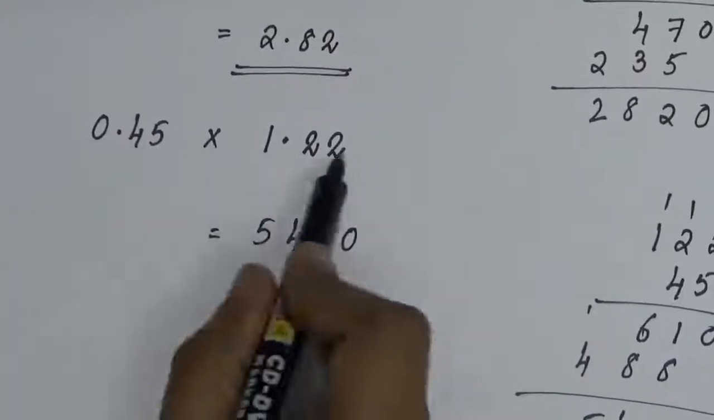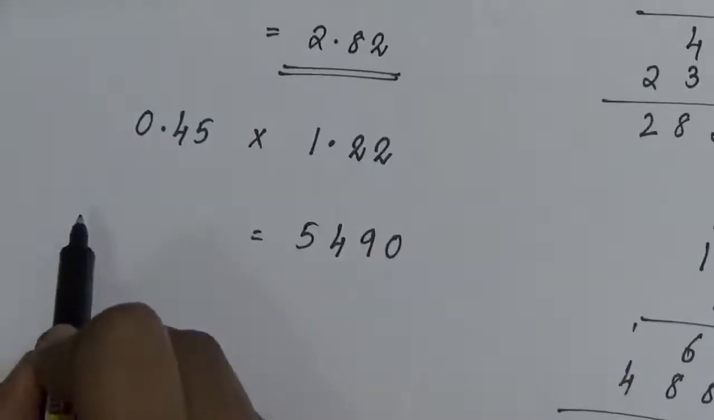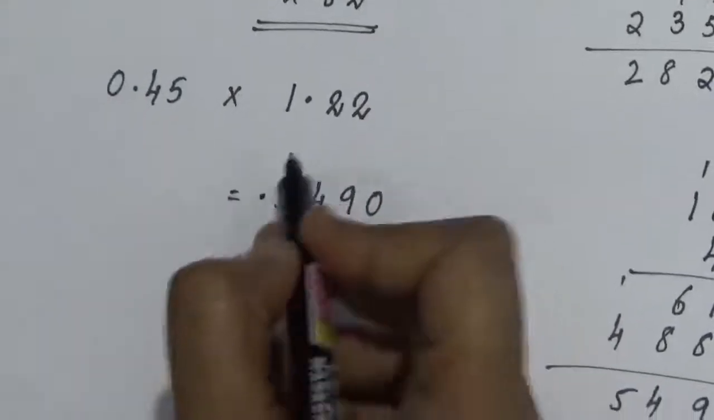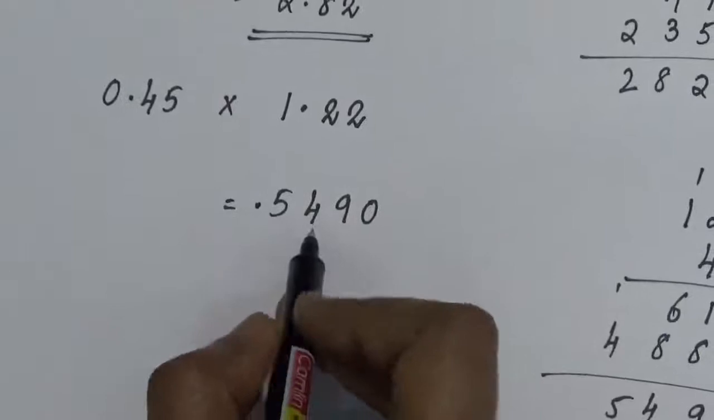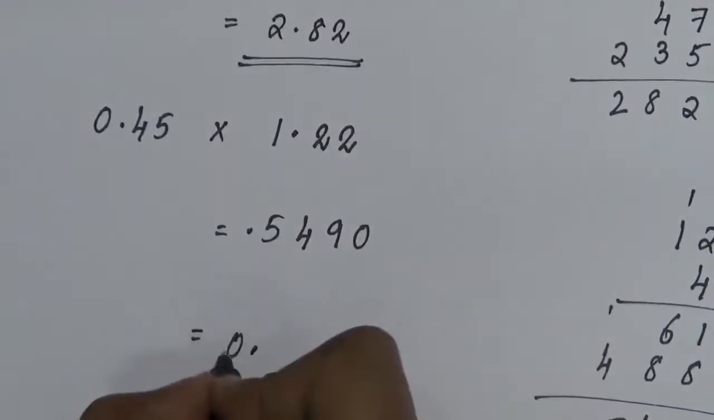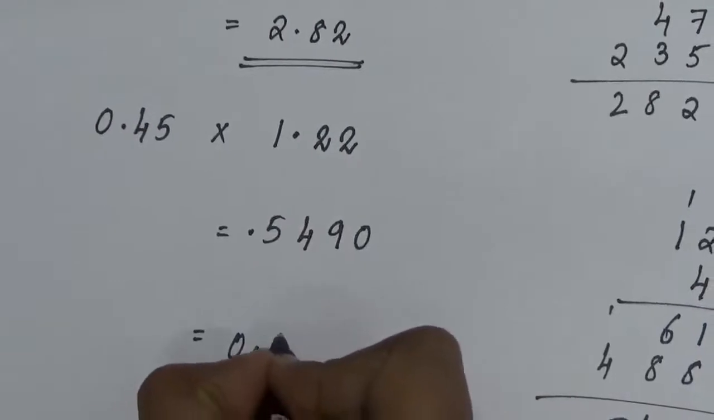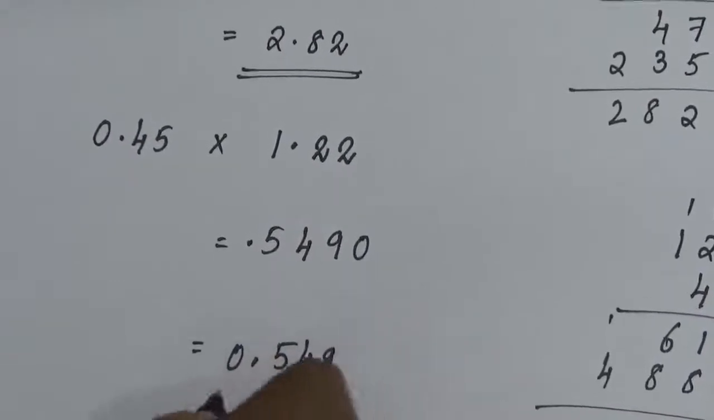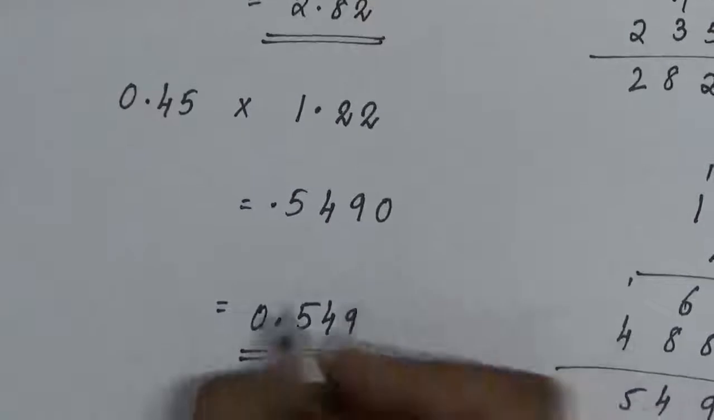Okay, so here we have 2 decimal places, here we have 2 decimal places, so together we have 4 decimal places, so you have to put the point here, so leave 4 decimal places. So the answer is 0 point, you can write 0 point in the whole part, you can put 0, so 0.549 is the answer.